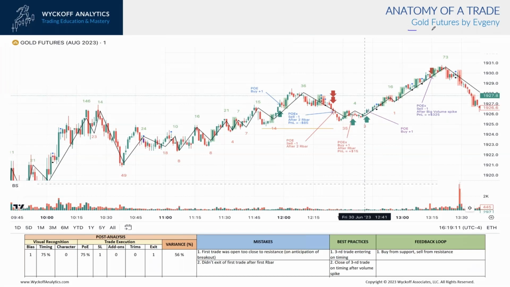So I think the variance that we might grade him on these trades might be a little bit higher than 56%, probably closer to 75 or 80%. Would you agree with that, Roman? Yeah, I would agree with that. In terms of all of the ideas, up, down, up, the bias was absolutely spot on. Execution here was spot on.